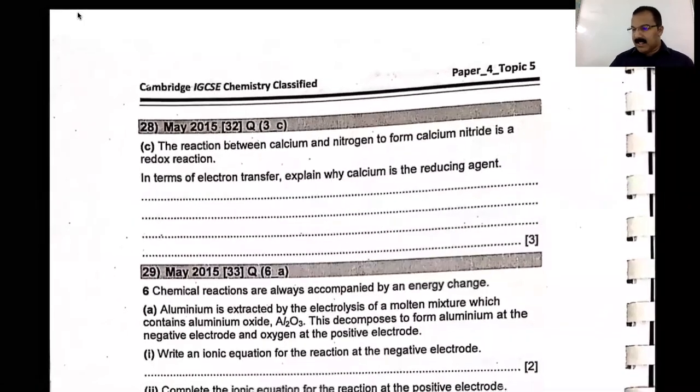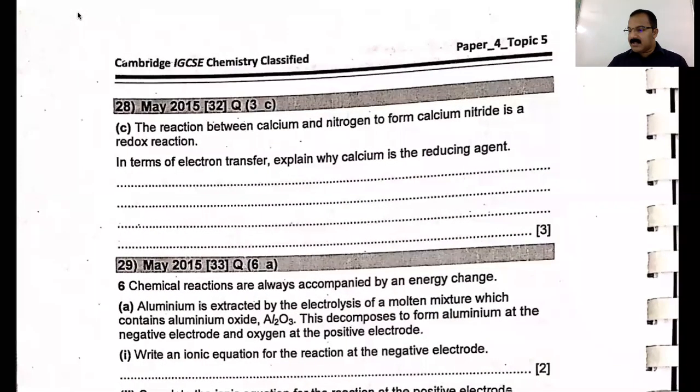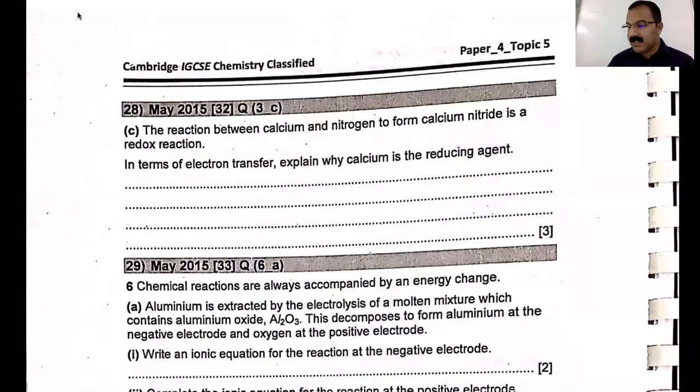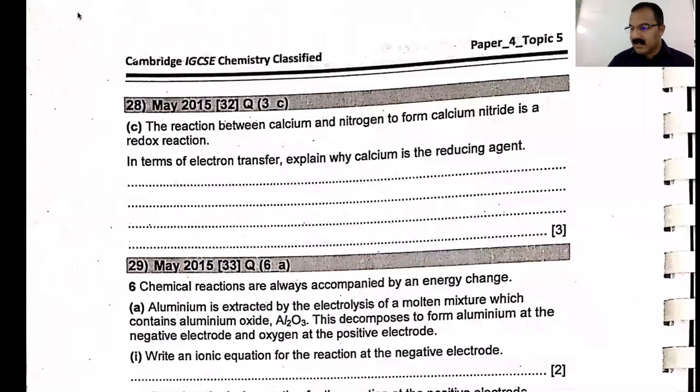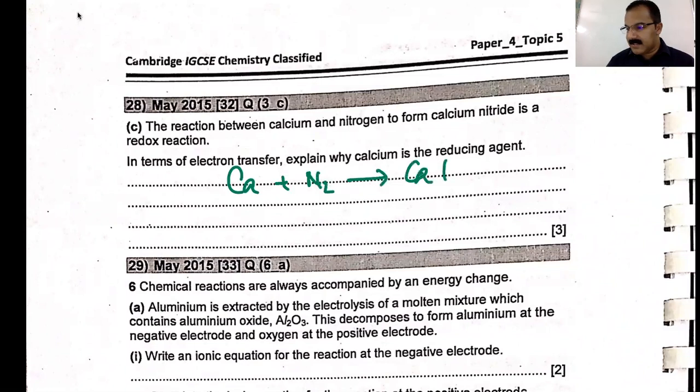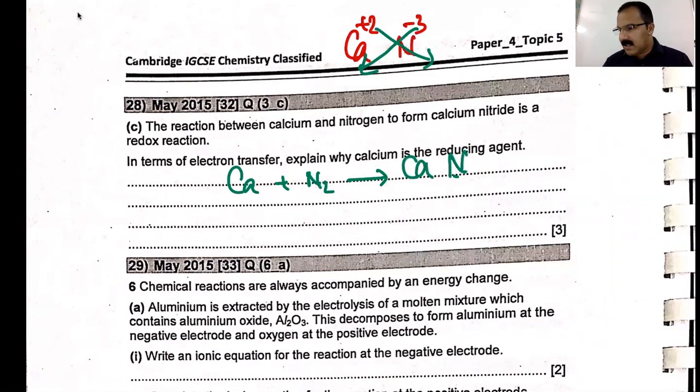Yeah, this could be the last question for us. Reaction between calcium and nitrogen to form calcium nitride is a redox reaction. In terms of electron transfer, explain why calcium is a reducing agent. Let us just see. Calcium plus nitrogen to form calcium nitride. The charges are Ca 2 plus and nitride N minus 3. So 3 goes for calcium, 2 for nitrogen. So I should write here Ca3N2.